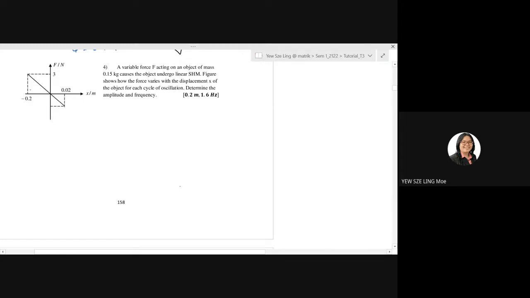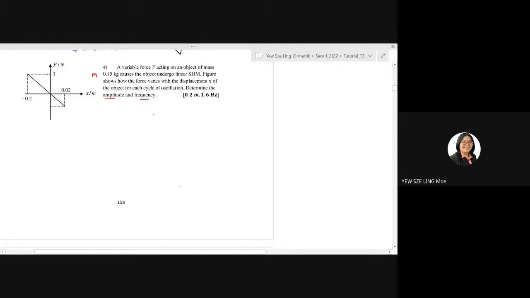Okay, now let's look at the last question in exercise 1. A variable force acts on an object of mass 0.15 kg, which causes the object to undergo simple harmonic motion. The figure shows how the force varies with displacement x of the object for each cycle of oscillation. Determine the amplitude and the frequency. So you are given a graph like this, and it is asking for the amplitude and also the frequency.